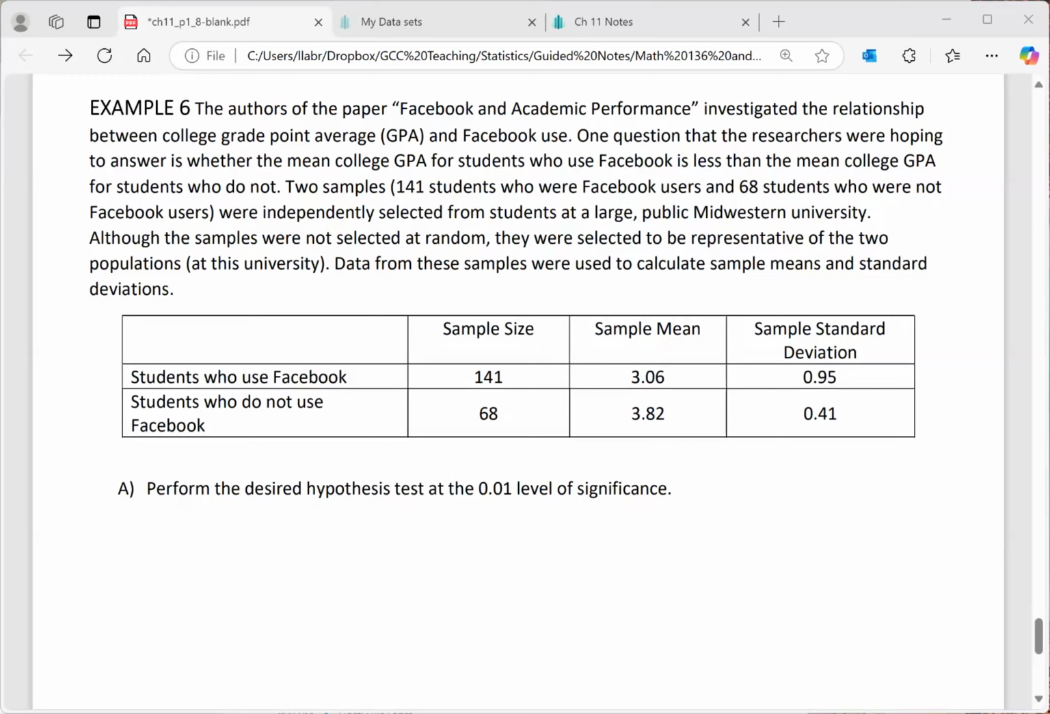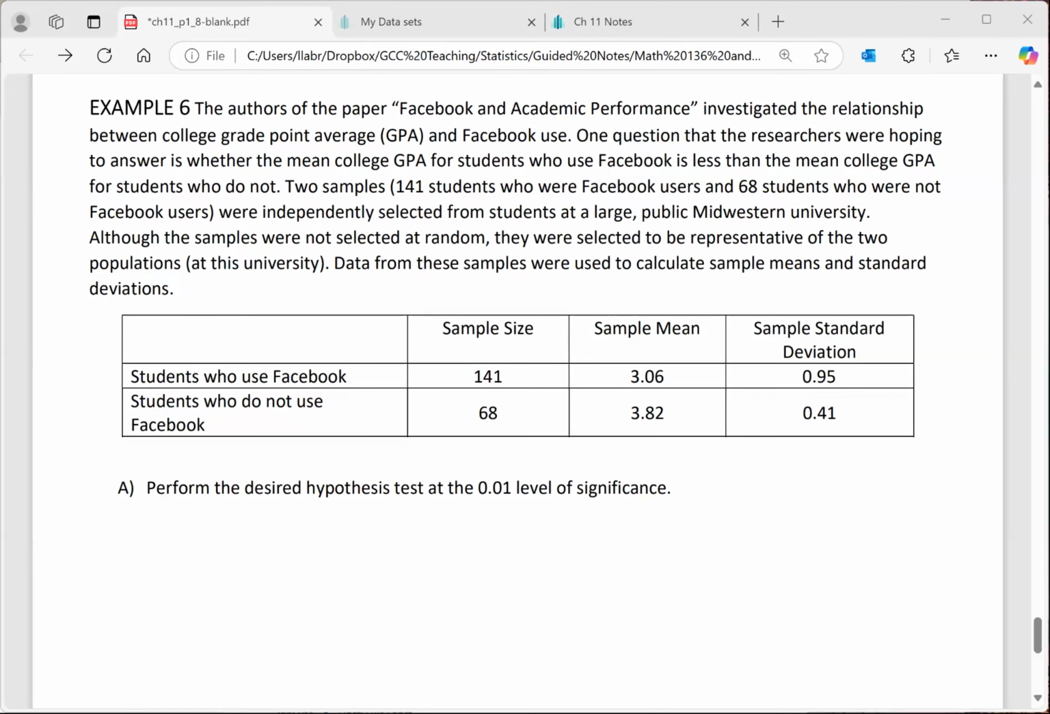Two samples, 141 students who were Facebook users and 68 students who were not Facebook users, were independently selected from students at a large public Midwestern university. Although the samples were not selected at random, they were selected to be representative of the two populations at this university. Data from the samples were used to calculate the sample means and the standard deviations, which we see below. Perform the desired hypothesis test at the 0.01 level of significance.